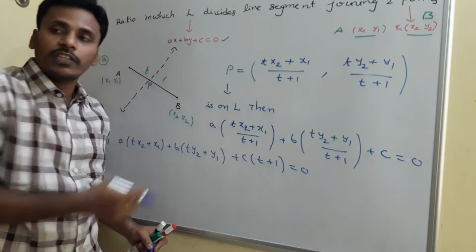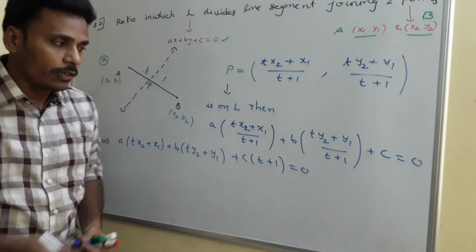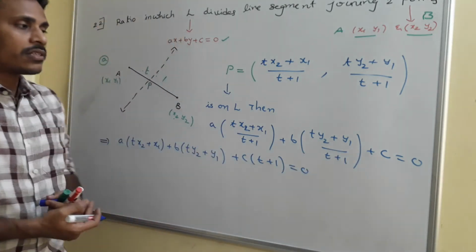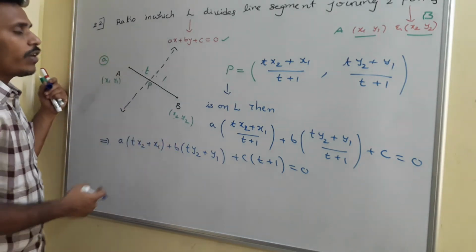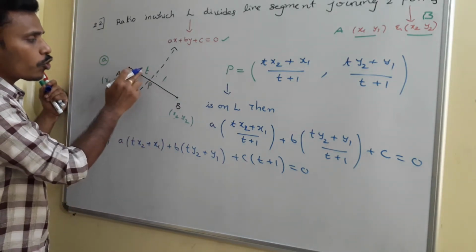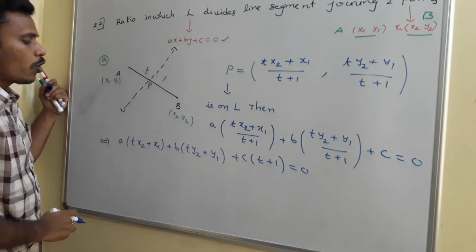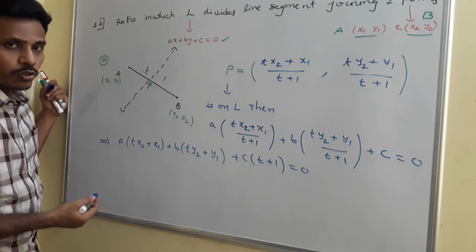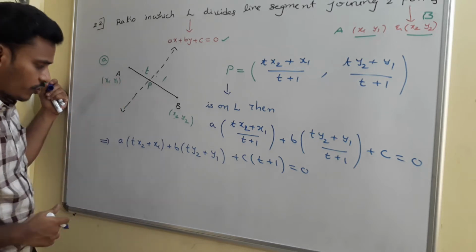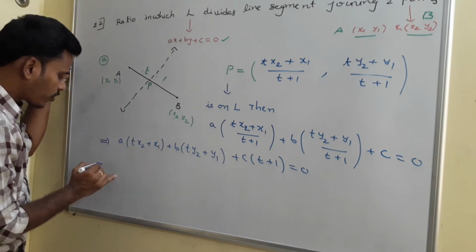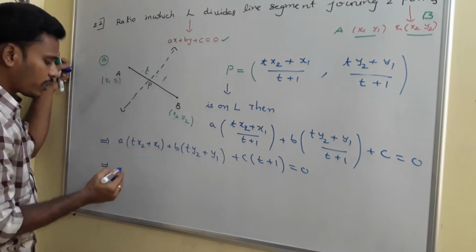If you multiply by t plus 1, the denominator gets cancelled in the first term and also in the second term. Coming to the third term, it is c times (t plus 1), and the right side is 0. We are going to find the ratio in which the line is dividing, that is, we need to identify the value of t. Sometimes you may use lambda also; in some books they use lambda to indicate the ratio, but here I am taking it as t. Now what is t? Since we are going to find t, just collect t.